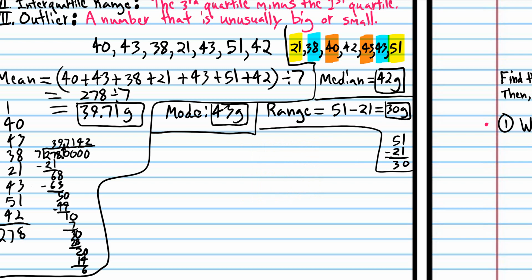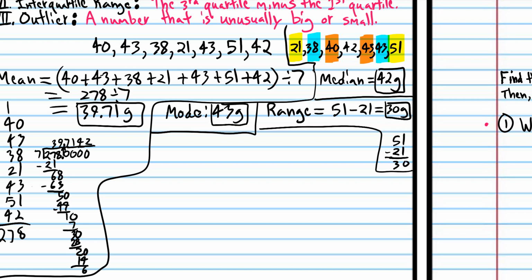So we have 7 numbers. 7 is an odd number, so this is an odd number of numbers in our data set. When you have an odd number of numbers, you just take the middle number and ignore it. So we're just going to ignore 42 and consider this to be the first half of the data, and this is going to be the second half of the data.